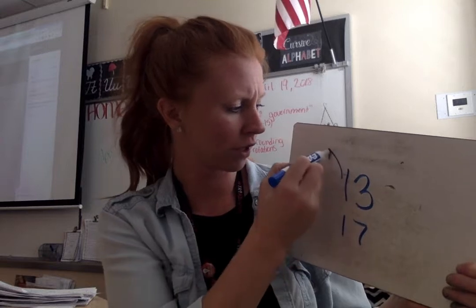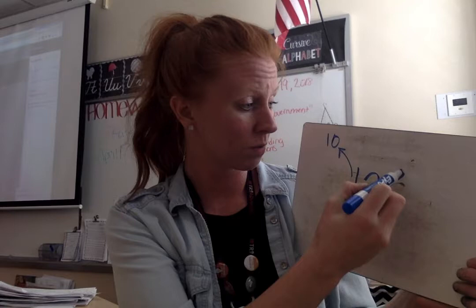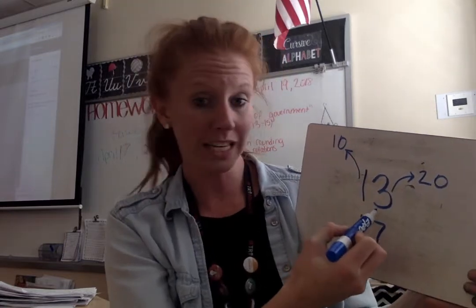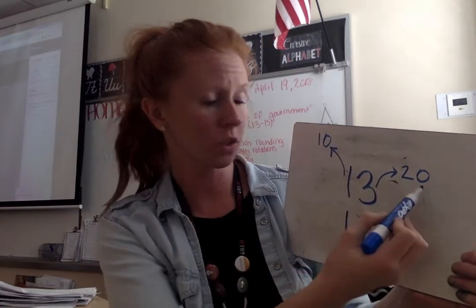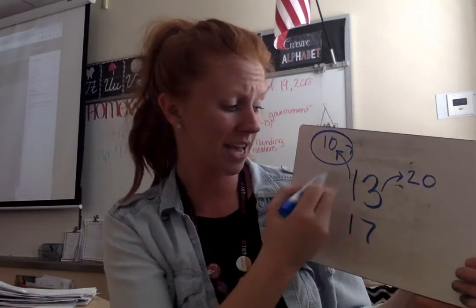The 10 that goes before 13 would be 10. The closest 10 after 13 would be 20. Is 13 closer to 10 or is it closer to 20? It's closer to 10. So we would round 13 to 10.